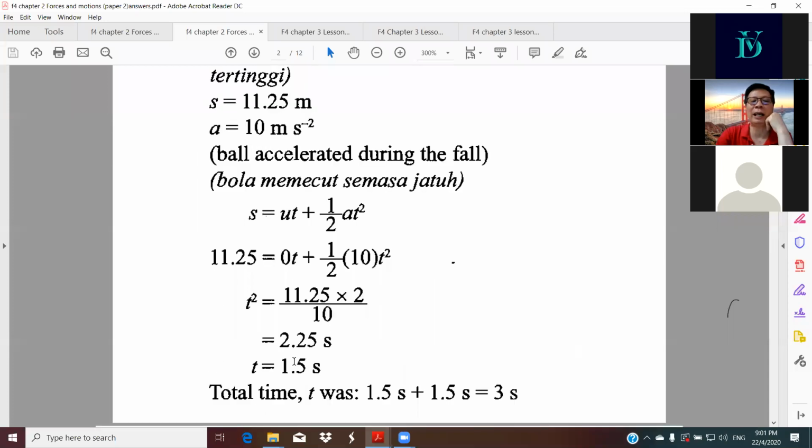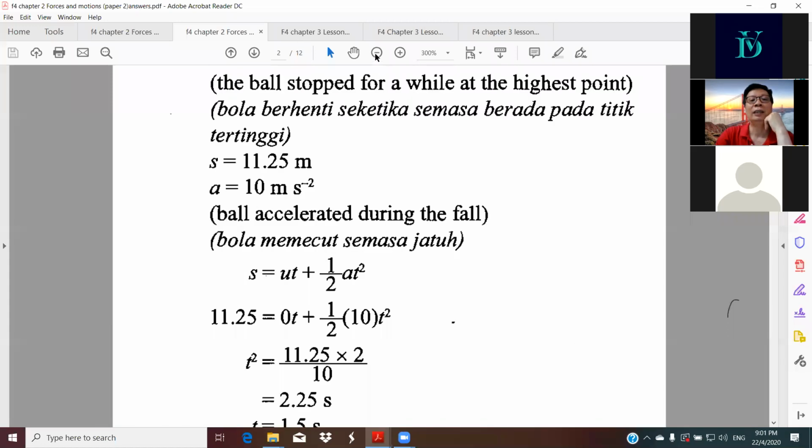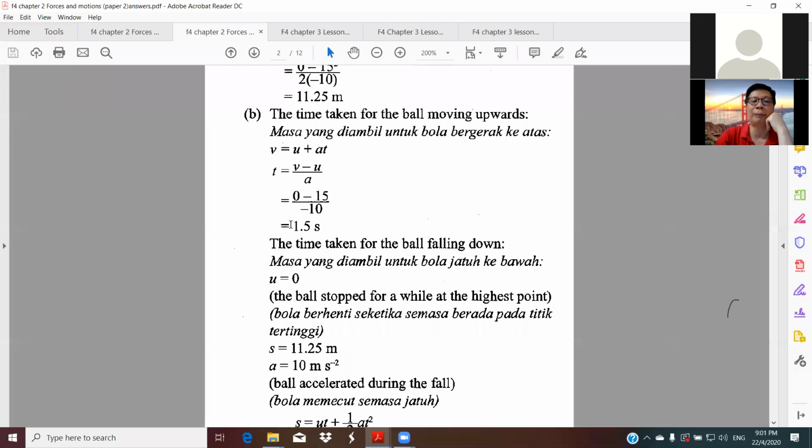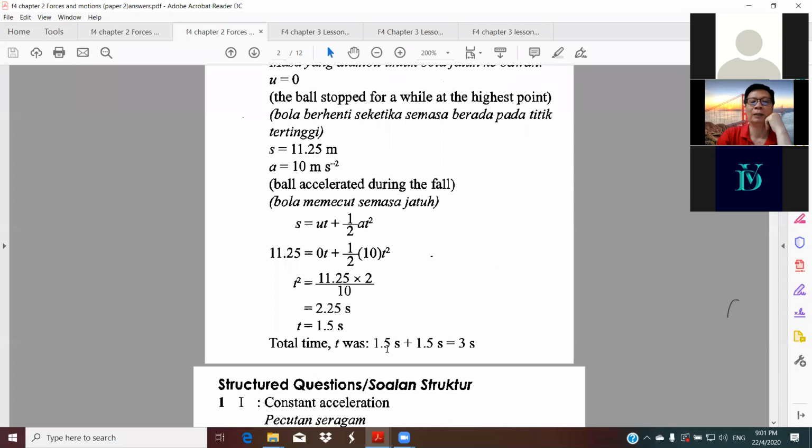Actually, no need to count, it's the same one. As I told you just now, in these questions the time for the ball to go up and come down is the same. This second part, no need to show working because you already got the answer. Time going up is 1.5, so the time coming down is the same, 1.5. So the total time taken is 1.5 plus 1.5, so it's 3 seconds.